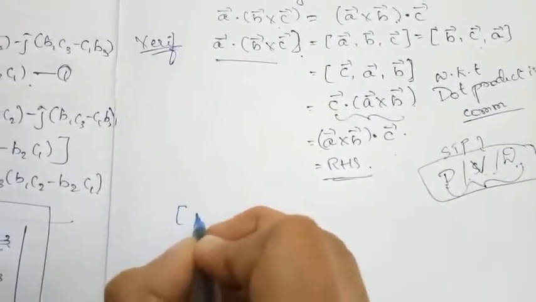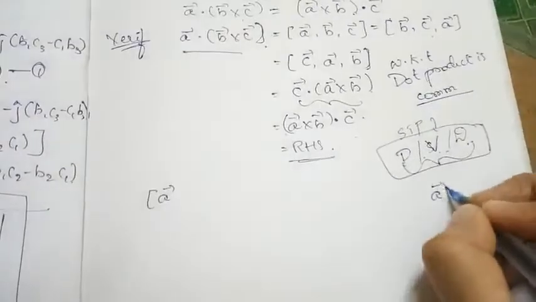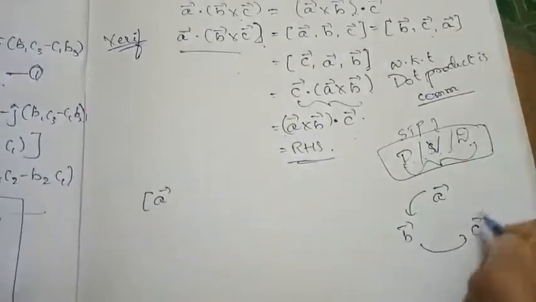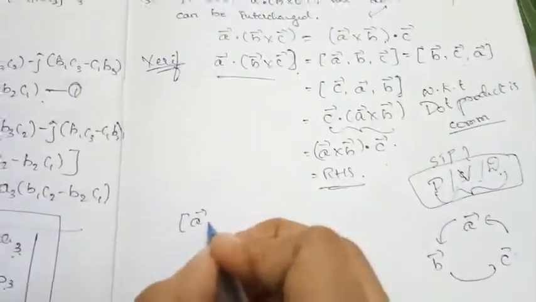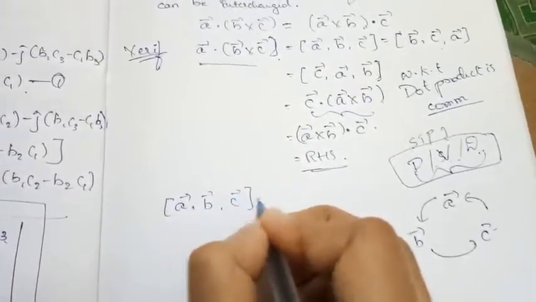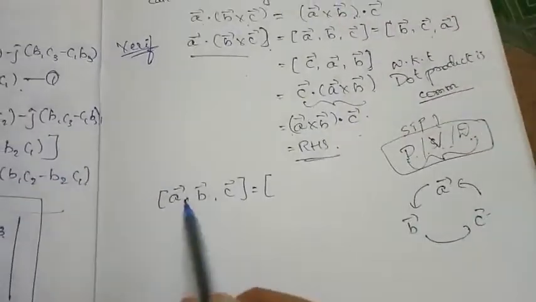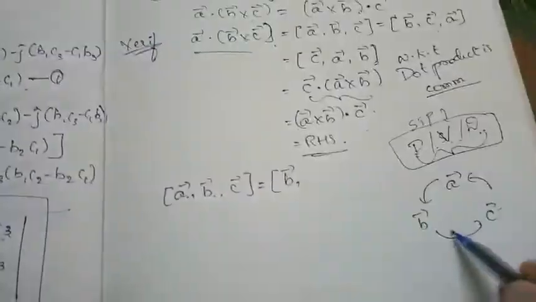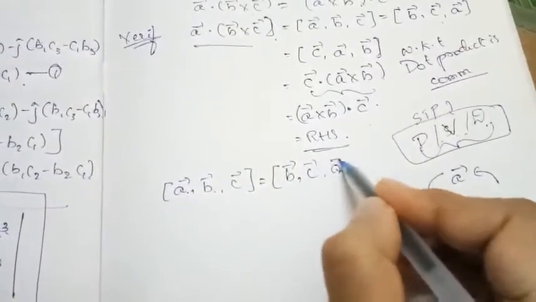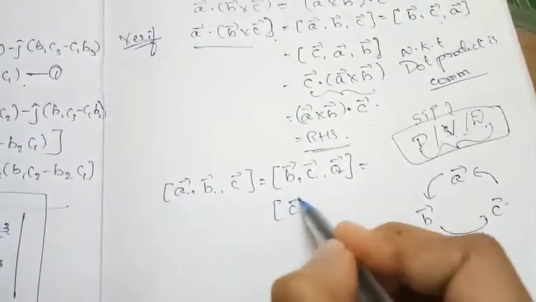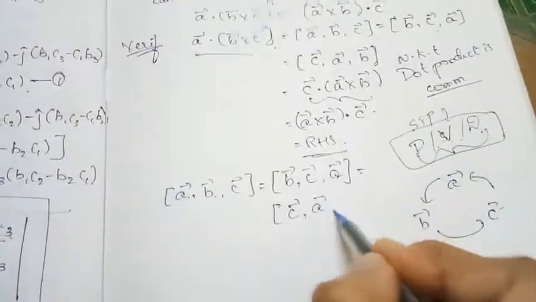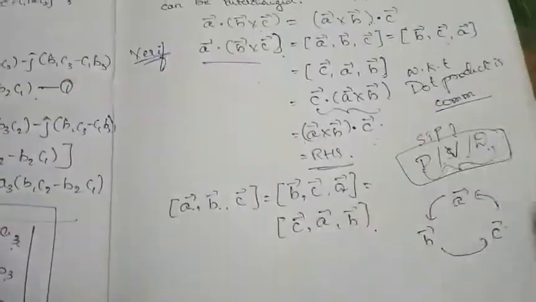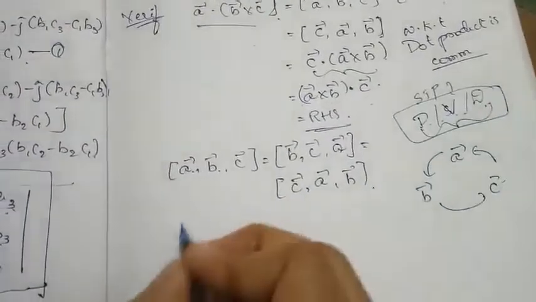As I said, if I go with the cyclic permutation, that is vector A, vector B, vector C, in this anti-clockwise direction, then our scalar triple product value is not going to change. That is vector A, vector B, vector C. If I take vector B in the beginning, followed by vector C, followed by vector A, this value is also equal to vector C, vector A, vector B. This is what we studied in property 4. That is, upon cyclic permutation, the value is not going to change.